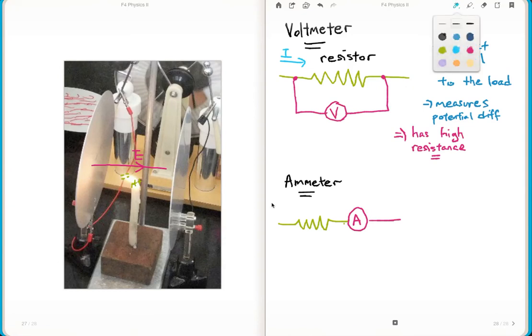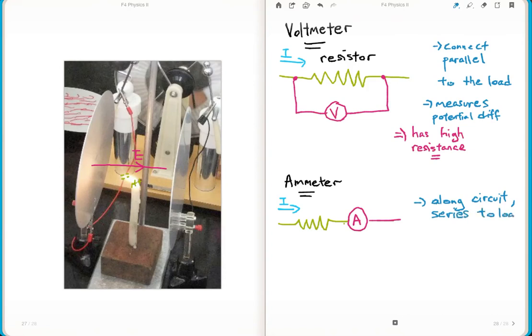So that when current flows from left to right, you flow through the load or resistor, and at the same time you flow into the ammeter and pass through it, so that you're able to tell the amount of current. Therefore it has to connect along the circuit, or in series to the load. In this case, a resistor.